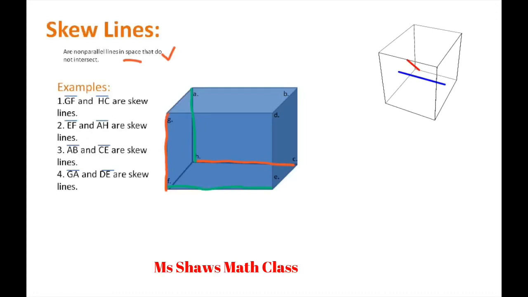And we'll do one more. Let's do the last one. We have GA and DE. They're not parallel, and they will not intersect.